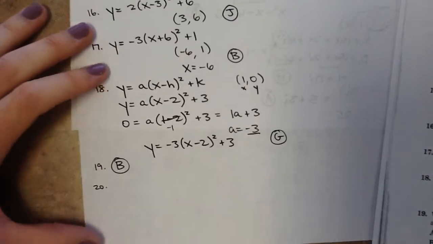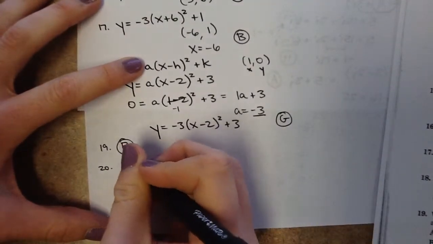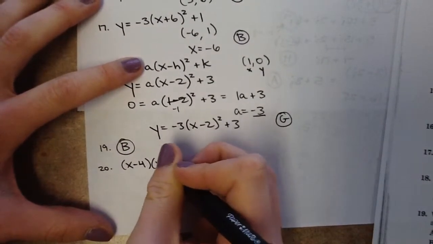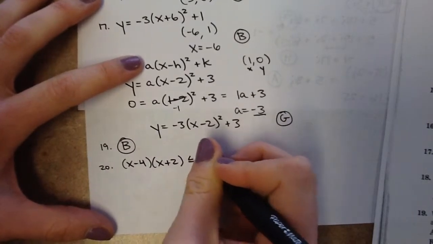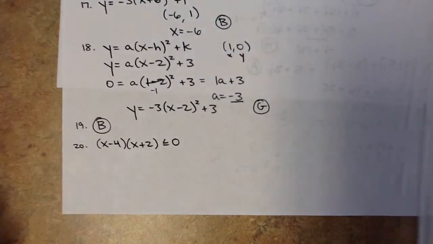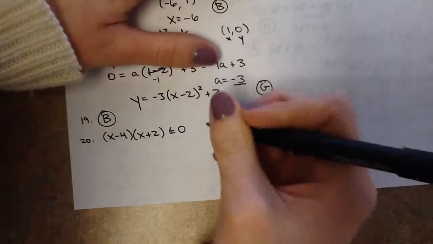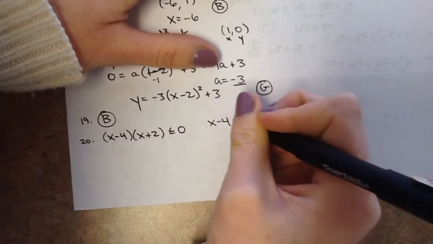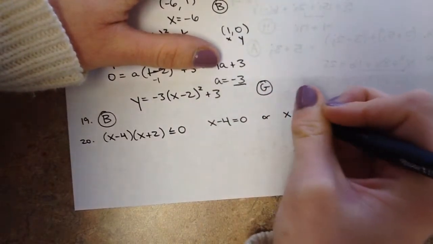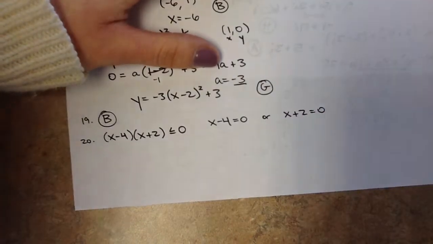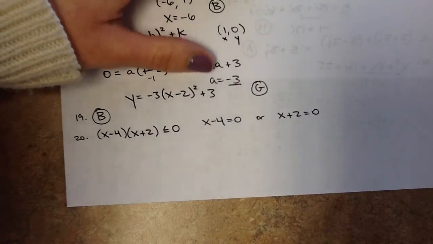Okay, number 20, our last normal question here. x minus 4 times x plus 2. We want it to be less than or equal to 0. So we're going to start by setting these two pieces equal to 0. That's going to help us set up our little sign chart. We're going to do the algebraic method.